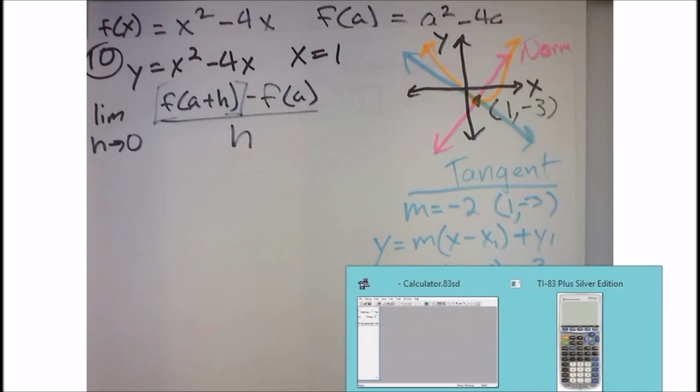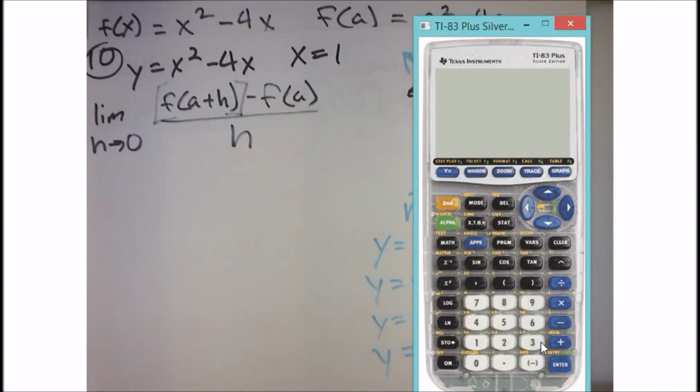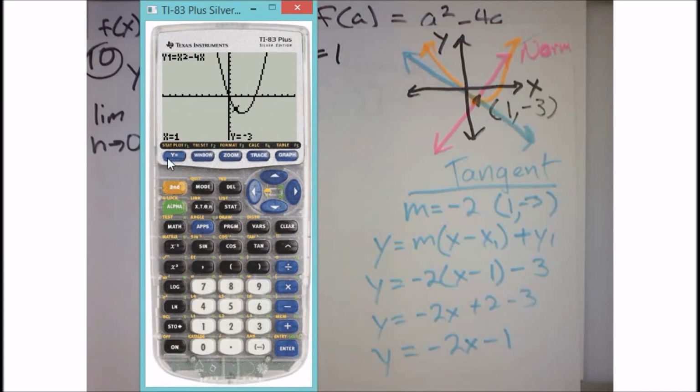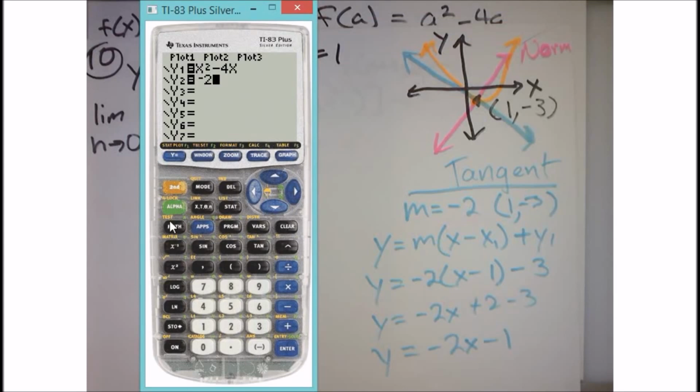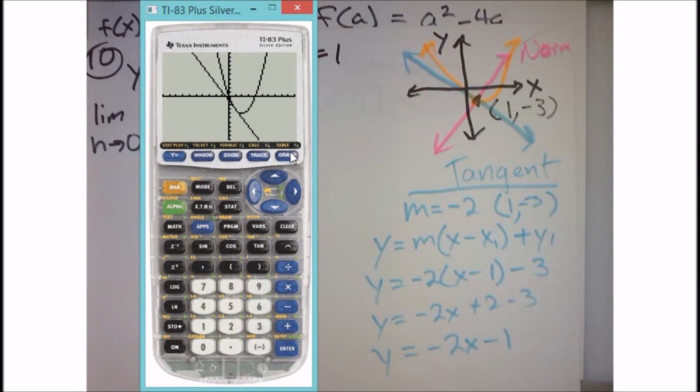Now, you might say, I don't know, Mr. Adams, you are a wizard, but what if you made a mistake? Well, I can verify it. Watch what happens. If I go in here and I say negative 2x minus 1, and I graph it, boom. Now, where do you think those two intersect? Maybe at 1 comma negative 3. Wizardry. That's what we wanted.